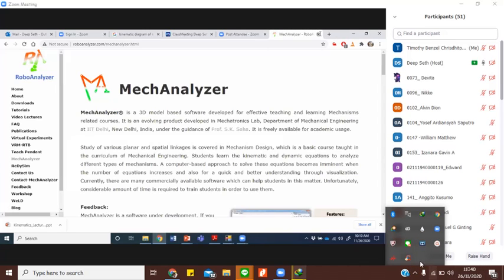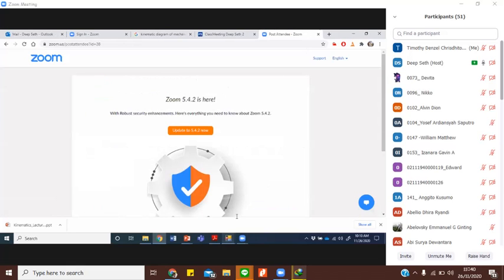And when you go to the dynamics part, I don't know whether you are covering inverse dynamics and forward dynamics. So that also you can cover.